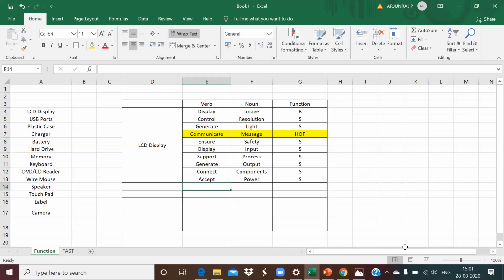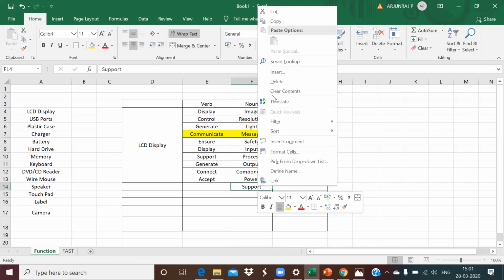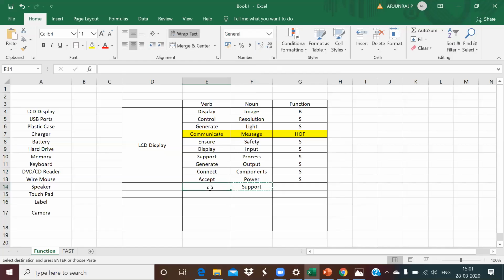Provide support. No, provide we should avoid. It is also creating support. Hardware and software support. Mostly it's hardware support basically. So instead of hardware, we can put support components. Support component. What is the verb? Component is a noun.